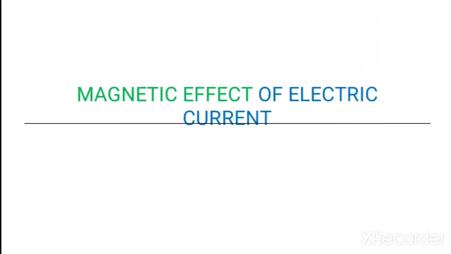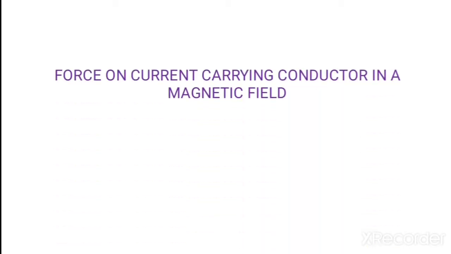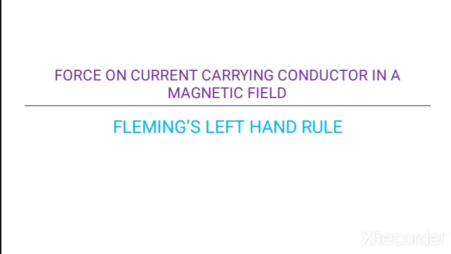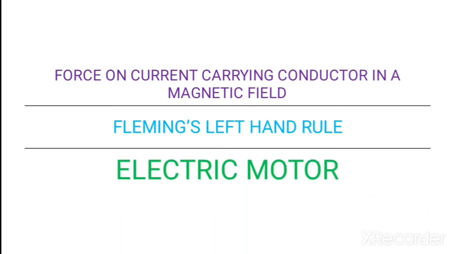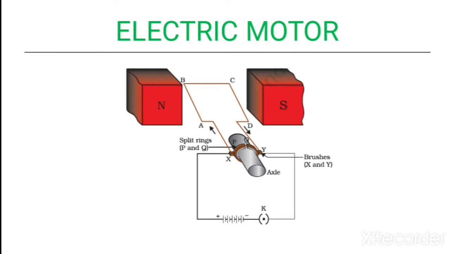Students, today we are going to continue with the lesson magnetic effects of electric current, and today we are going to discuss electric motors in detail. So let us begin with part number 5 of the lesson. In the last session we had studied about force on current carrying conductor in magnetic field. Then we studied Fleming's left hand rule, and some preliminary information about electric motors. Today we are going to study it in a more detailed way.